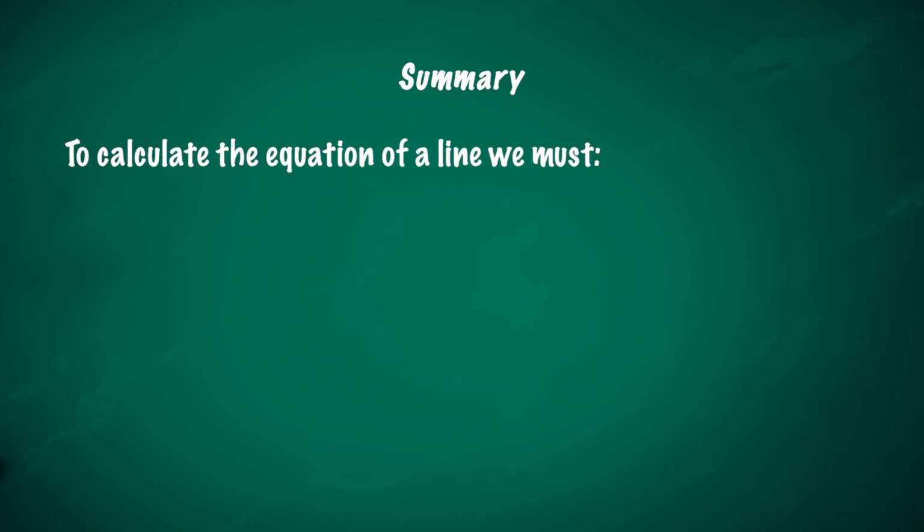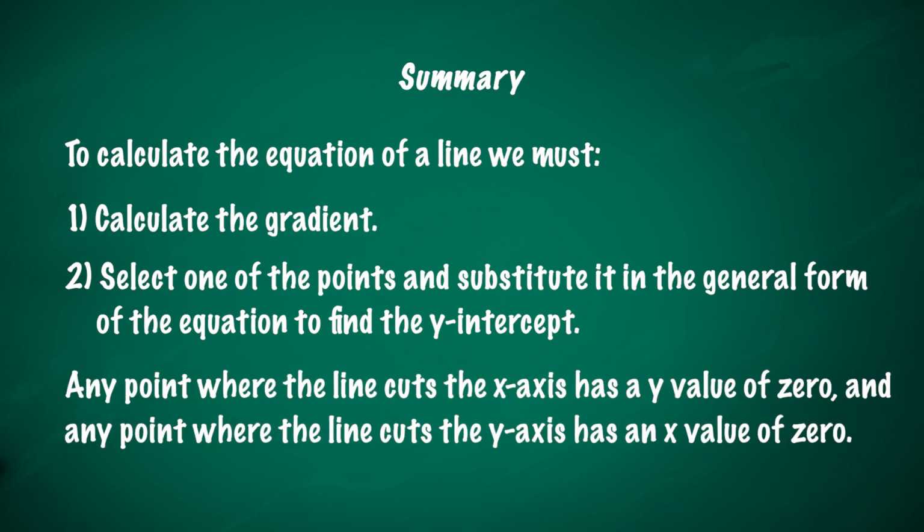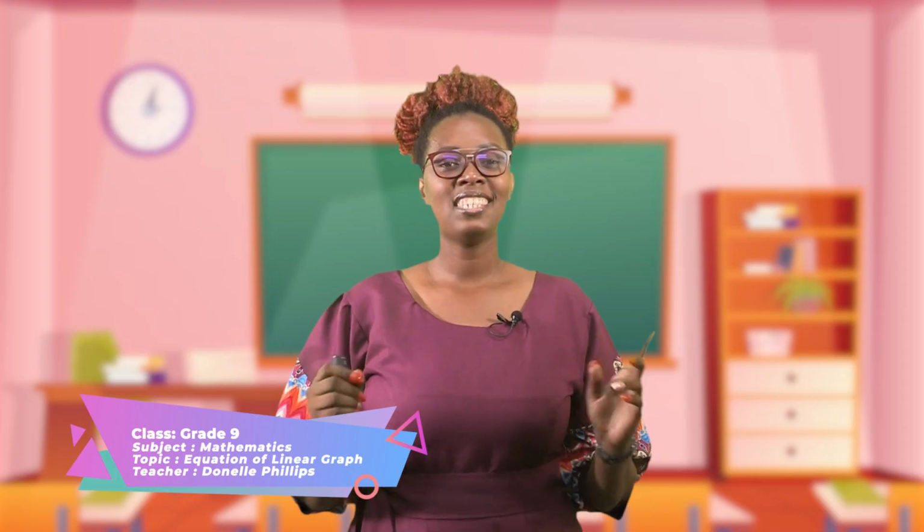So to summarize today's lesson, to calculate the equation of a line, we must first calculate the gradient and then select one of the points and substitute it into the general form of the equation to find the y-intercept. Any point where the line cuts the x-axis has a y value of 0, and any point where the line cuts the y-axis has an x value of 0. This has brought us to the end of this grade 9 mathematics lesson, where we explored the equation of a straight line.